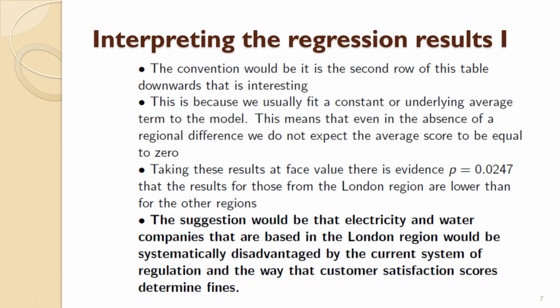So the suggestion in this case would be that electricity and water companies based in the London region are systematically disadvantaged by the current system of regulation and the way that customer satisfaction scores determine fines. The implication is that if people are subjected to the same set of conditions, they give lower survey responses on average if the respondent comes from the London region compared to the other regions. Okay, and this is significant given the way that this industrial problem is set up and the way that fines are imposed in regional monopolies such as the water and electricity industries in the UK.